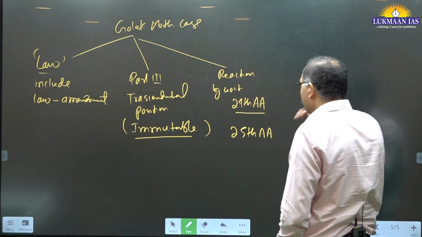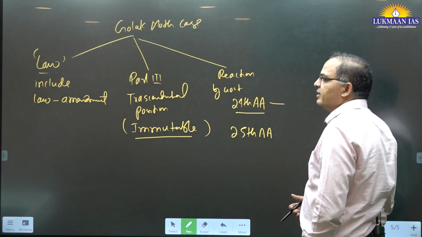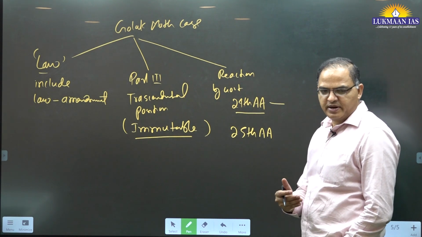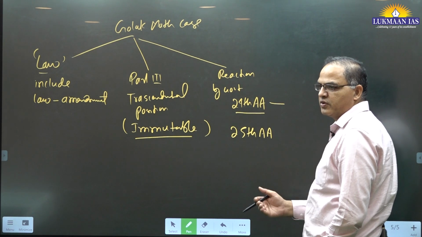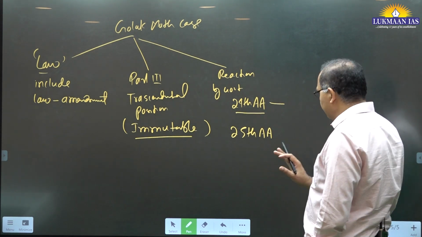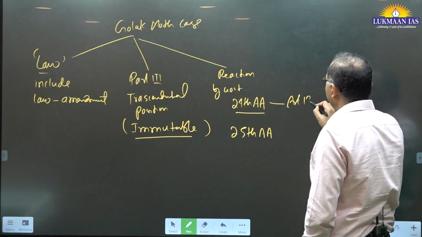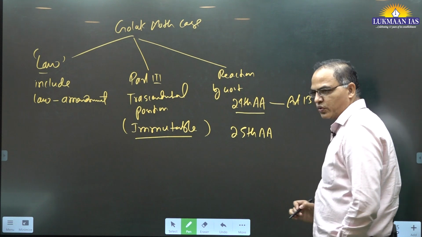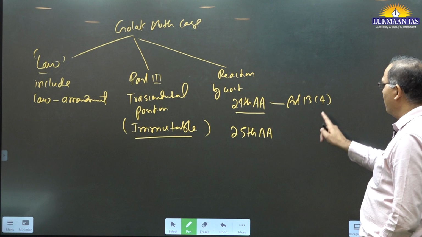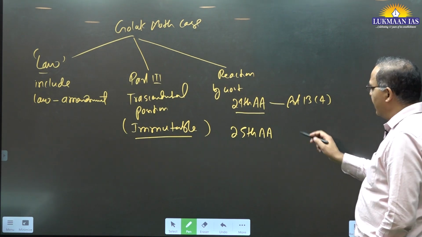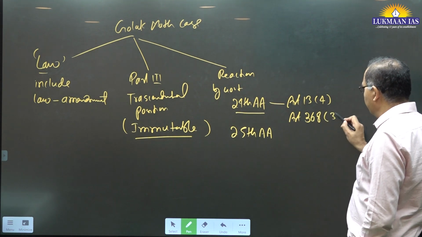Now, it added many provisions, but here what we will mention, although we mentioned yesterday while teaching amendment, the constitutional amendment bill, veto power, joint sitting were also part of it. But here, the 24th Amendment Act adds Article 13, Clause 4. There were 3 clauses originally mentioned, and Clause 4 was added. And then it adds Article 368, Clause 3.